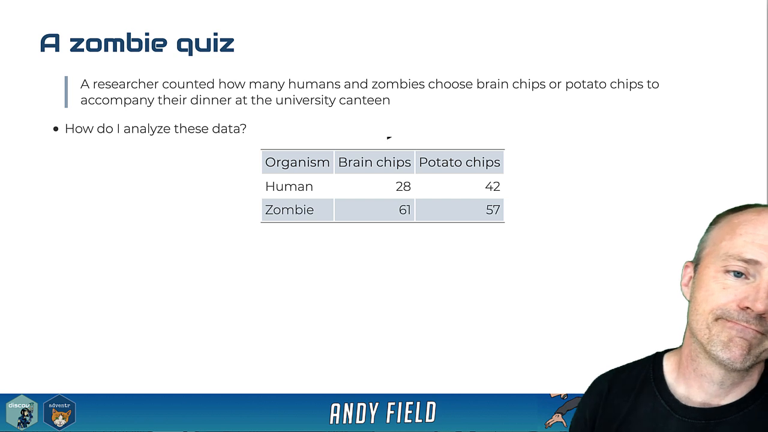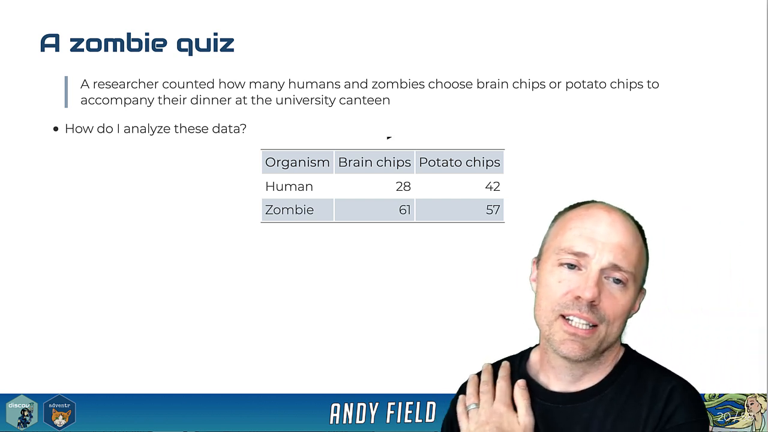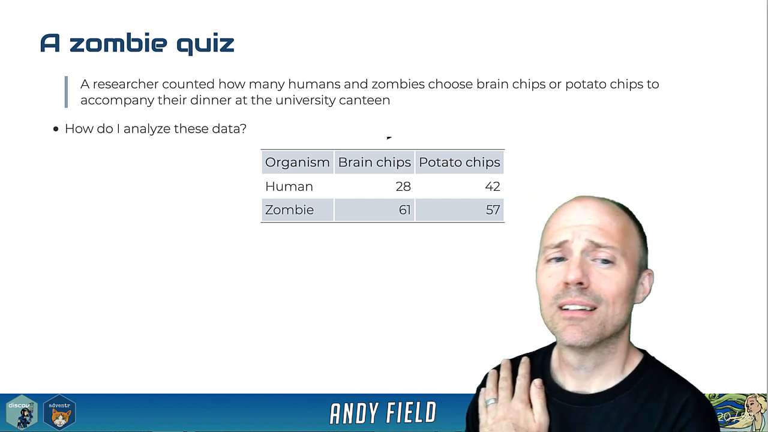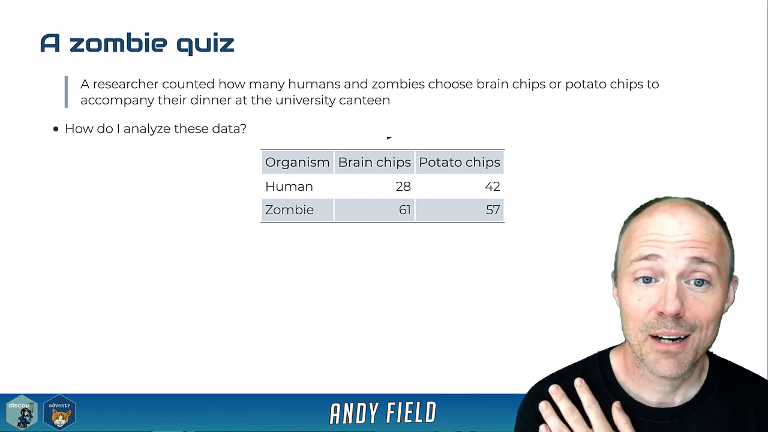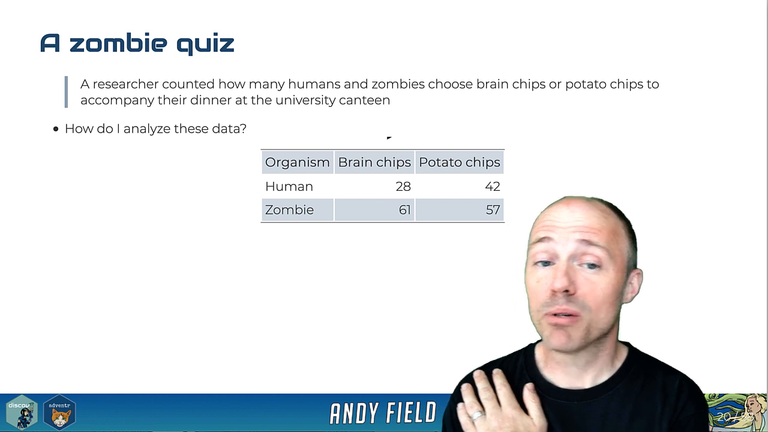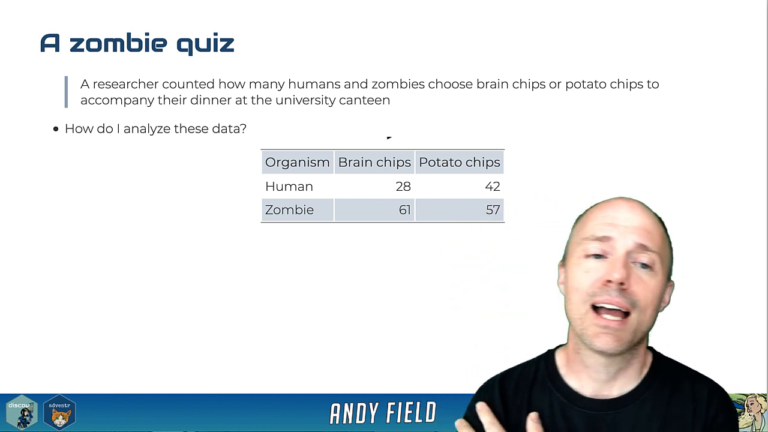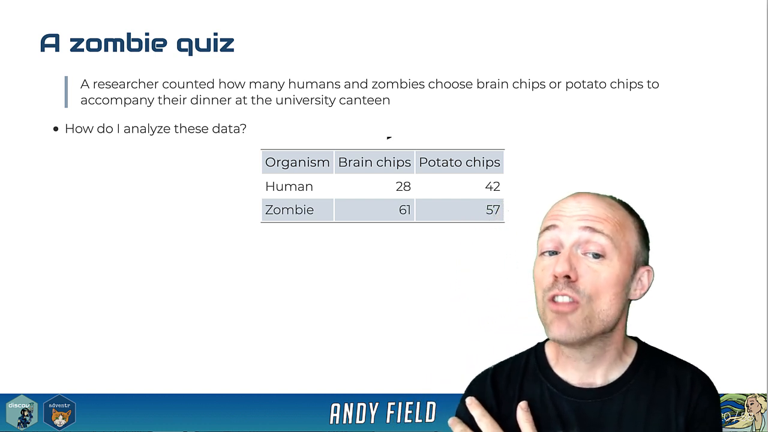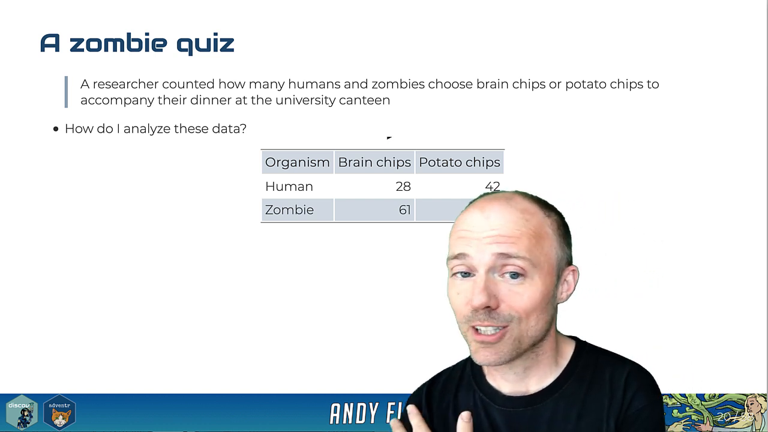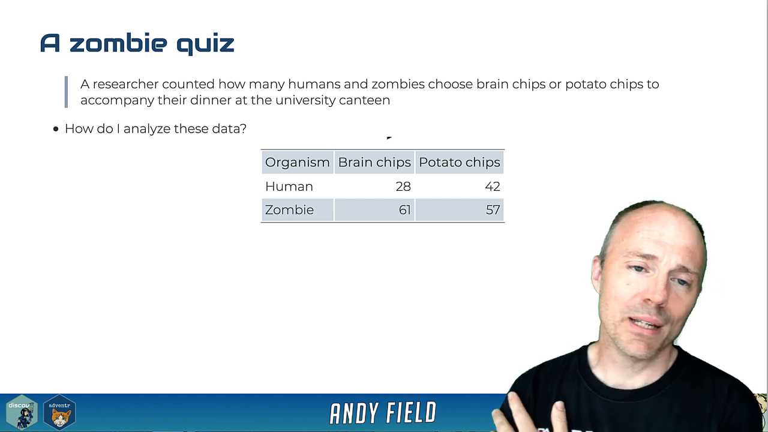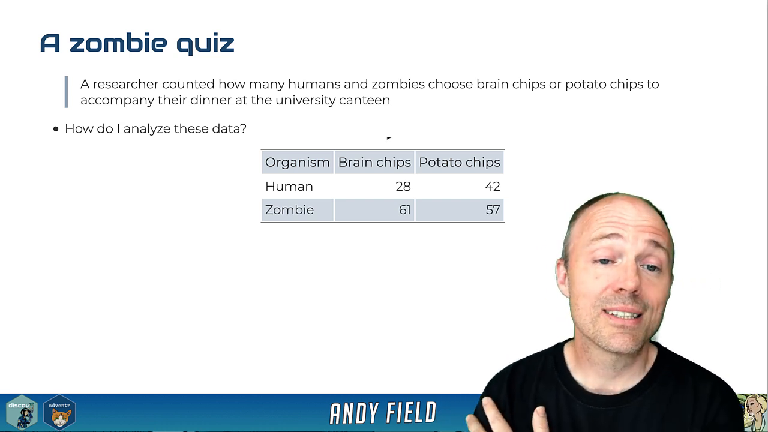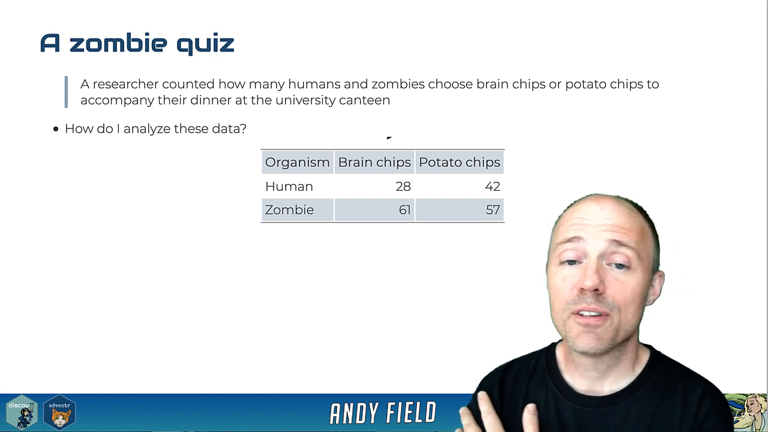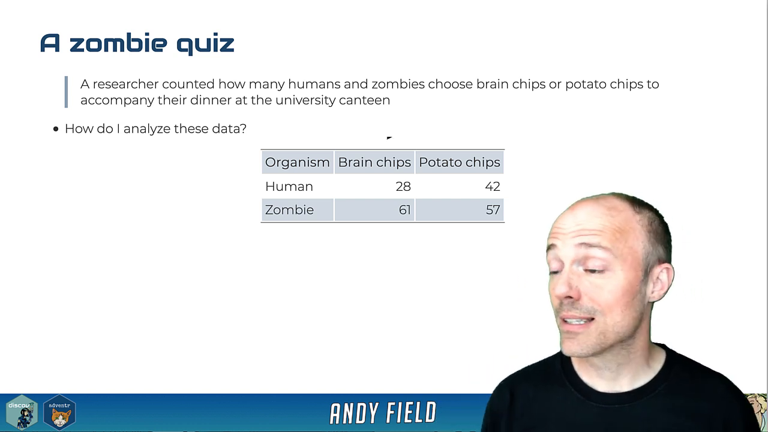Here's my data. So I've essentially got a contingency table, and within it, I've got some humans and some zombies. And I've got a record of how many humans ate brain chips, 28 of them did, and how many humans ate potato chips, 42. So in the humans, more ate potato chips than brain chips. And for the zombies, I have the same data. 61 of them chose brain chips, and 57 chose potato chips, so similar amounts.